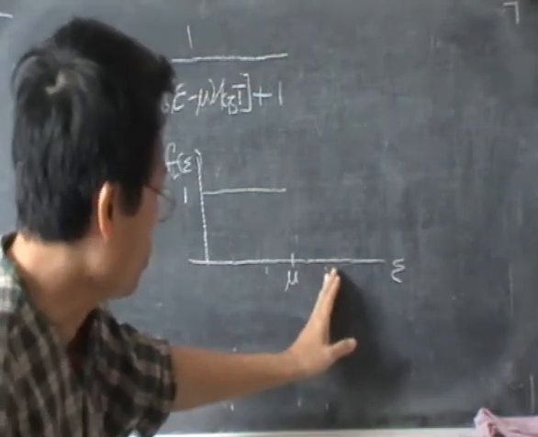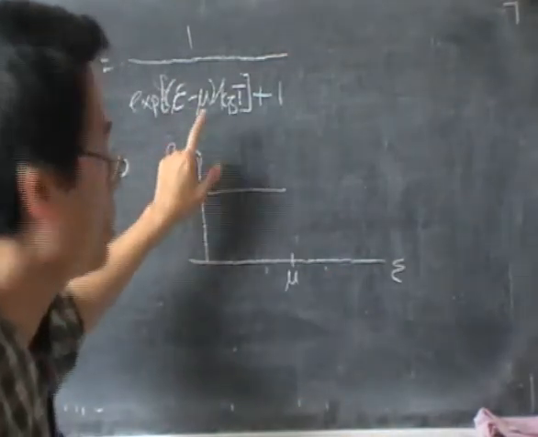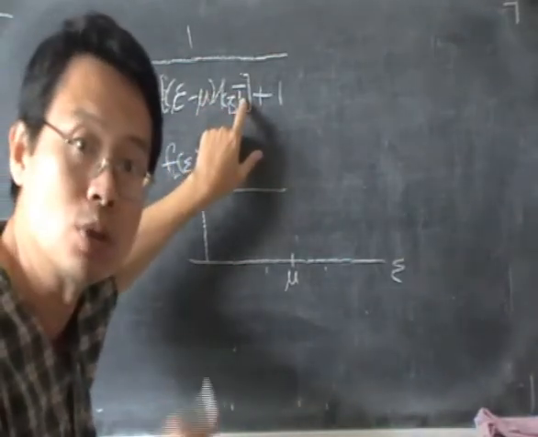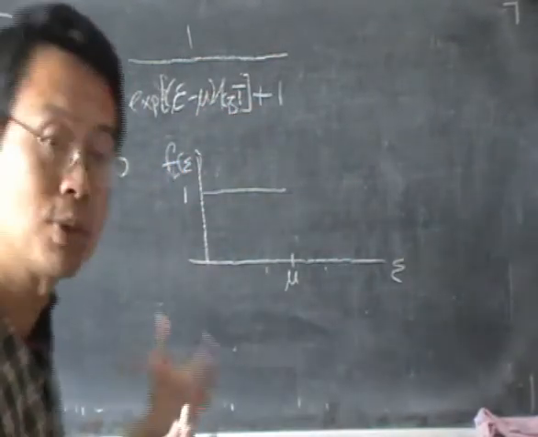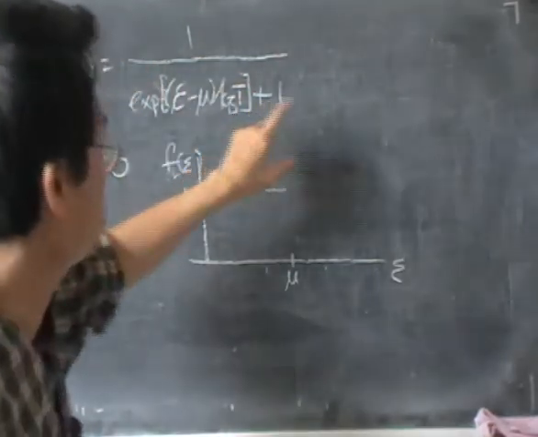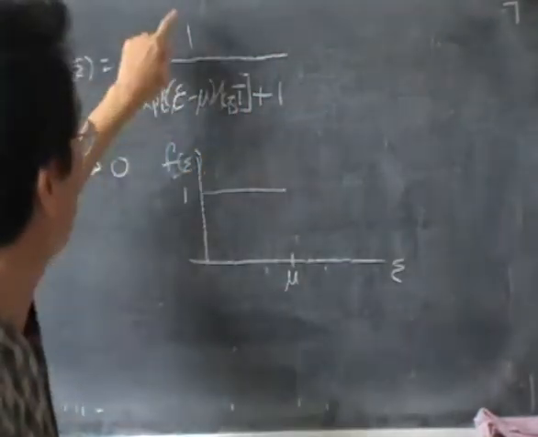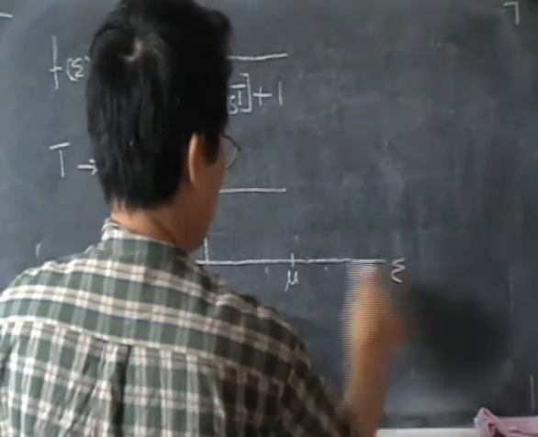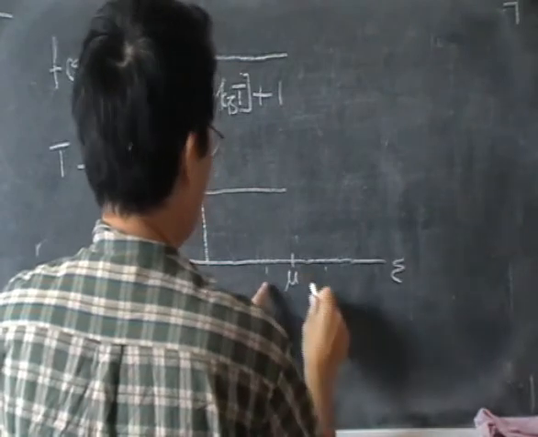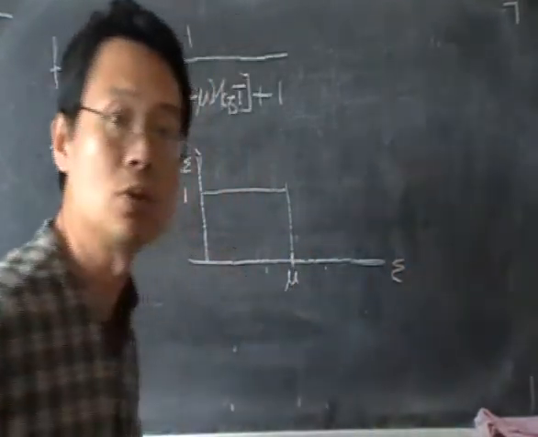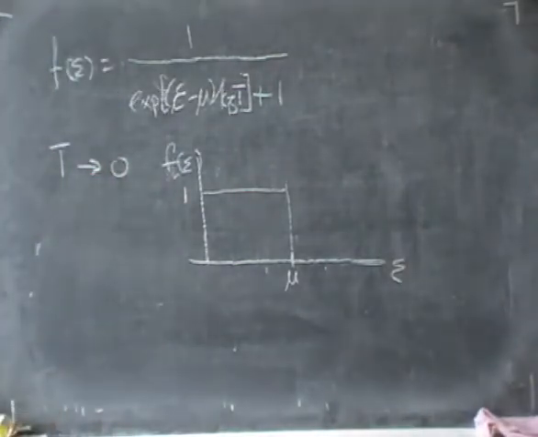Now to the right of mu, E minus mu is positive. So a positive number over T, which goes to 0, becomes infinite. So therefore, I have an infinity plus 1 in the denominator, and 1 over infinity is 0. So therefore, if E is to the right of mu, the function would come down to 0. And that's what it looks like when T goes to 0.